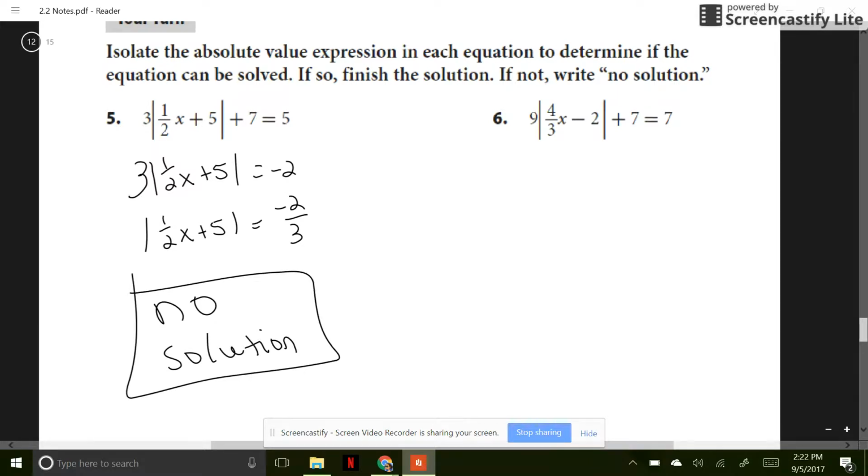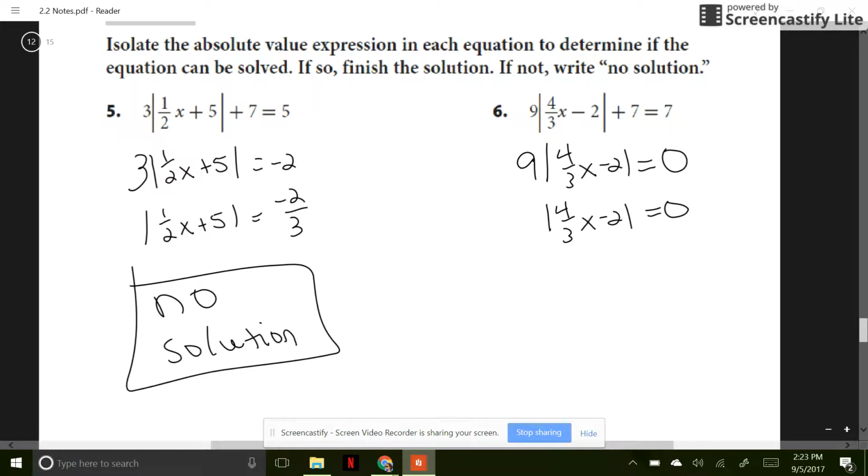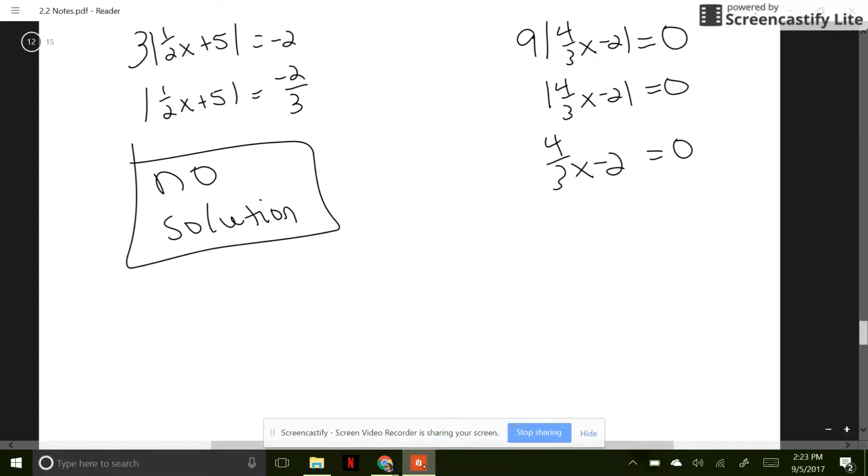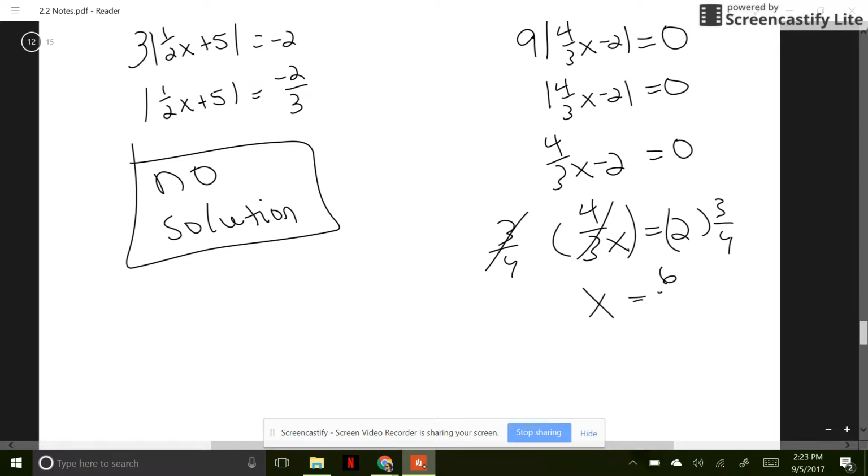Over here on the right, to isolate the absolute value, the first thing we would do is subtract that 7. Well, 7 minus 7 is 0. If we divide by that 9, we'll still be left with 4/3 x minus 2, and our absolute value is equal to 0. So we can take what's inside, set it equal to 0. We'll add the 2, multiply by our reciprocal, 3 over 4. Those multiplied to become 1. X will be equal to 6 over 4, which reduces to 3 over 2.